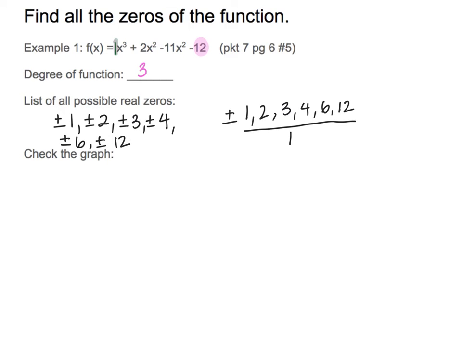So here are all the possible real zeros. But remember, the degree of the function is 3, so not all of these could be real zeros, only 3 of them could be. But which 3 are they? Well, we can figure this out by graphing it. So let's graph.